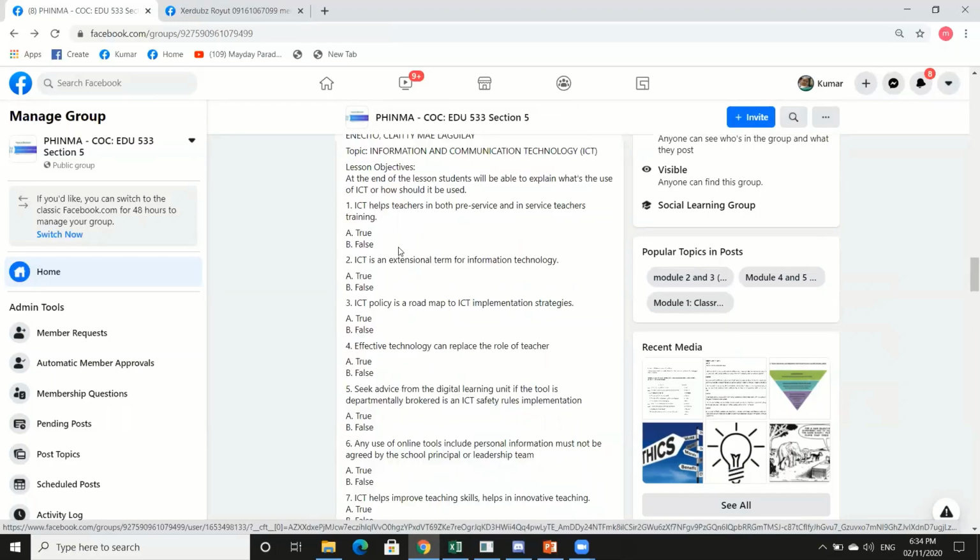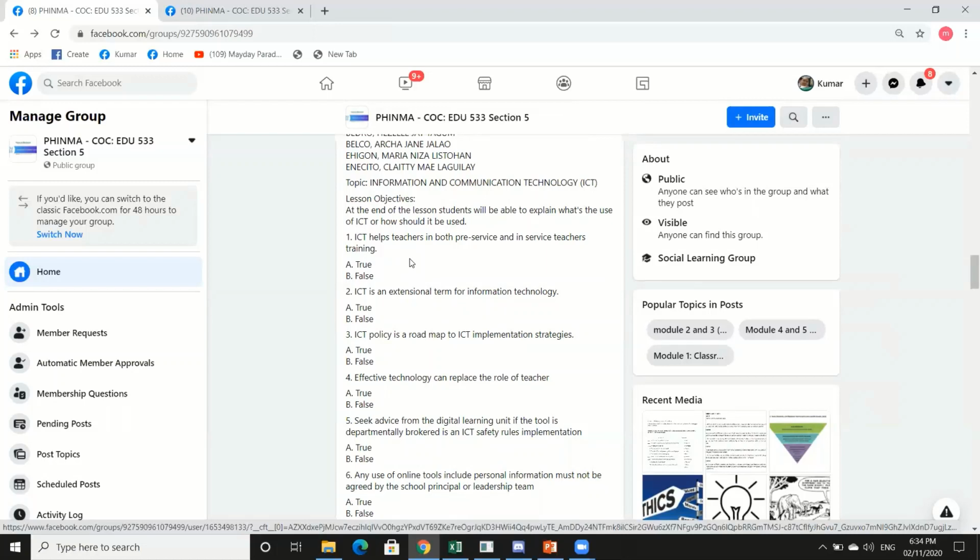Let's say, for example, number 1, ICT helps teachers in both pre-service and in-service teacher training. It could be helpful to some, but to others, it is not helpful. So when you are going to write items like this, because when we write a true or false test, they should be factual statements. Now, how are we going to improve this one?